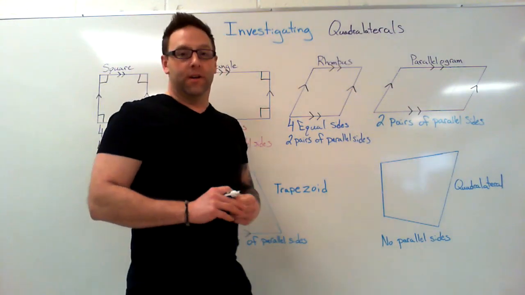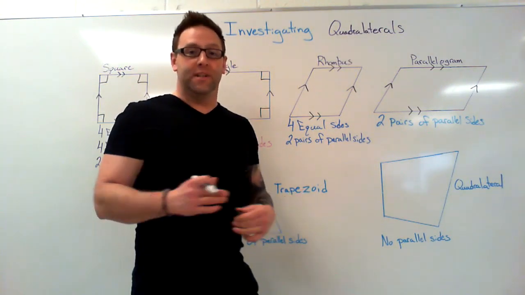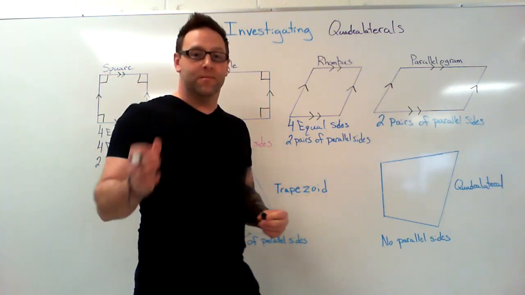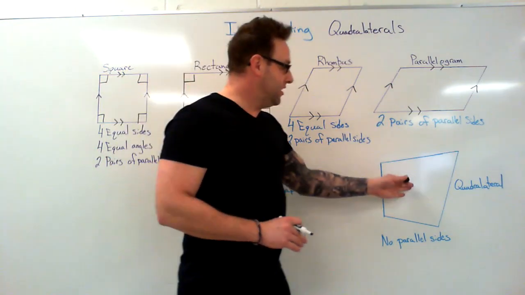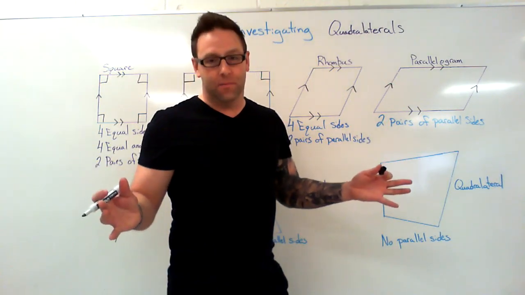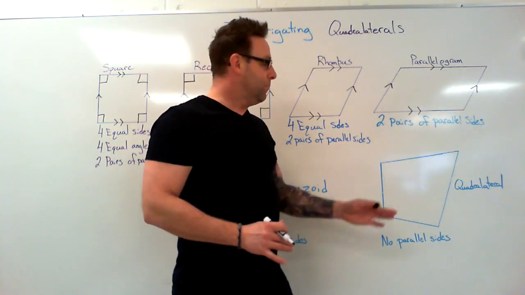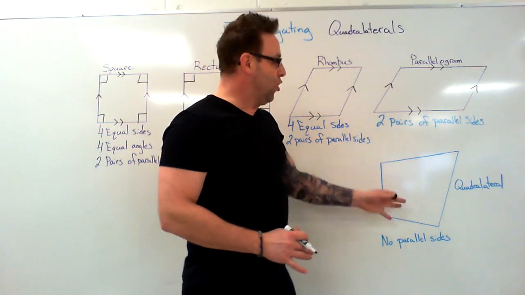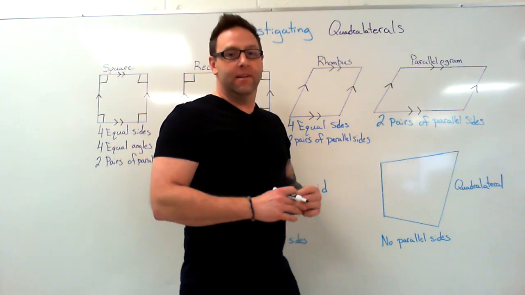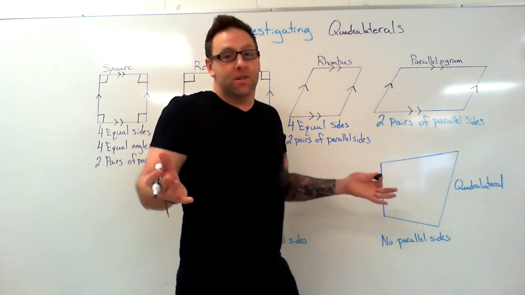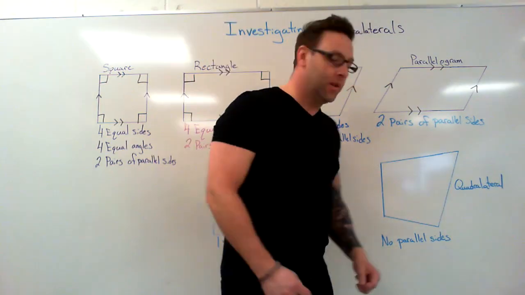Now, you're wondering, is there a quadrilateral that doesn't have any parallel sides? Yes, it's right here. This shape over here, it doesn't just have to be this one. They can be drawn in any different angle or whatever, but this shape has no parallel sides. And what do we call it? Well, we just call it a quadrilateral.